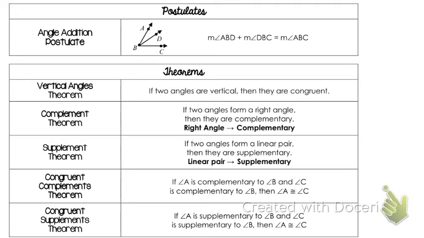Angle addition postulate. It's pretty similar to our segment addition postulate. If you have two parts of an angle, you get the big angle. Does that make sense? Not at all. Sarcasm? Perfect. I just had to double check.